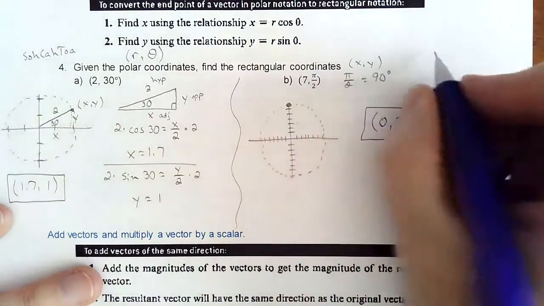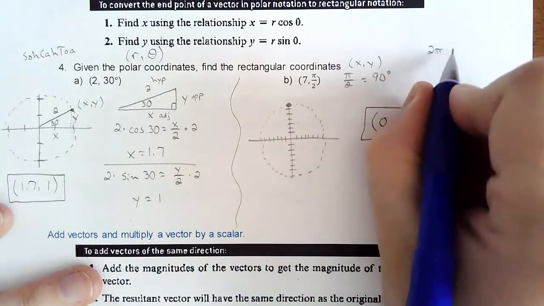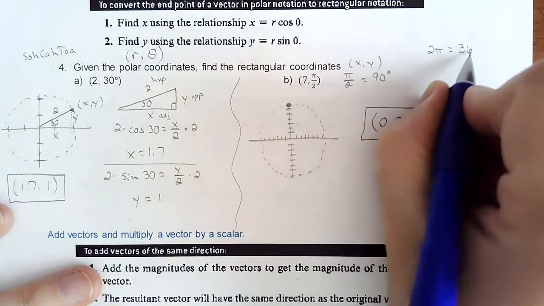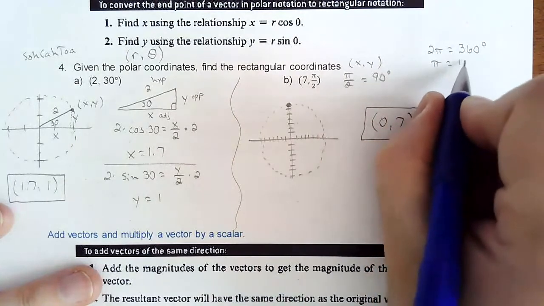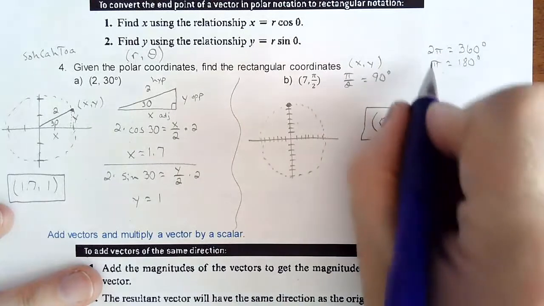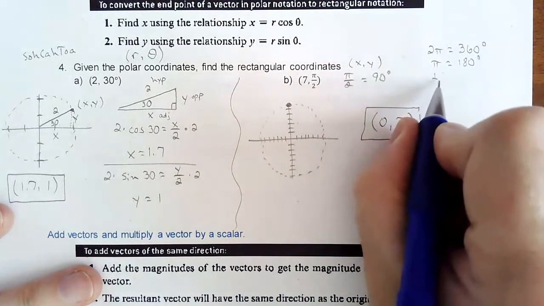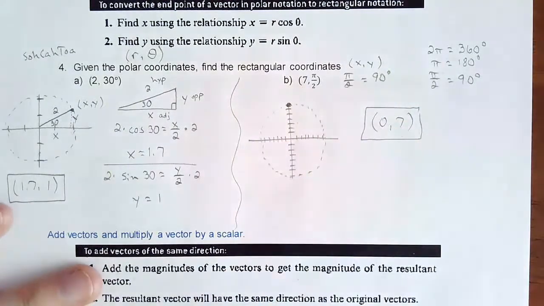But a real quick refresher, remember that if you're in radians, 2 pi is equivalent to 360 degrees. So if you cut that in half, pi is equivalent to 180 degrees. And then if you cut it in half again, you're looking at 90 degrees. And that's where that comes from.